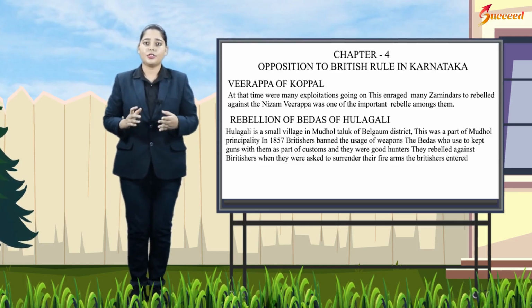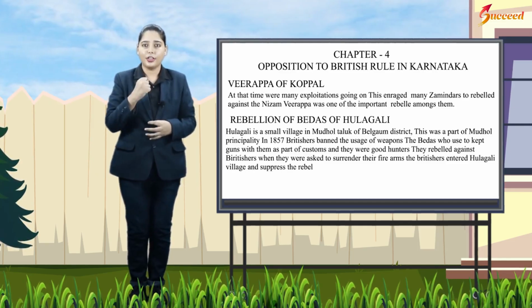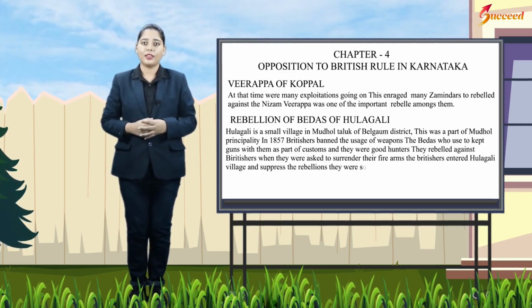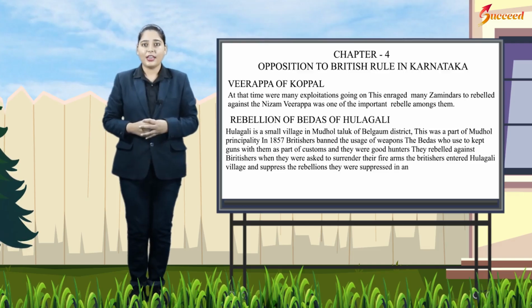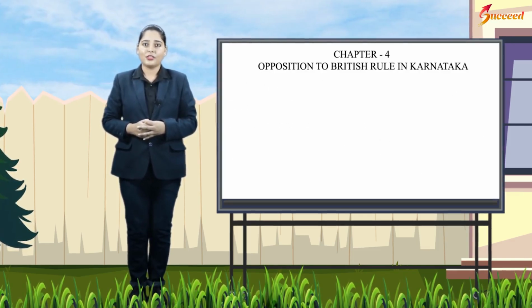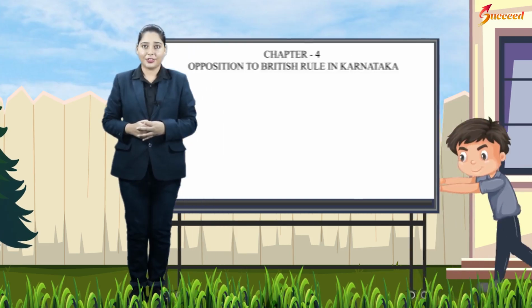The Britishers entered the Hulagali village and suppressed the rebellion. They were suppressed in an inhuman way. All the rebels were hanged till death. So here ends our chapter.